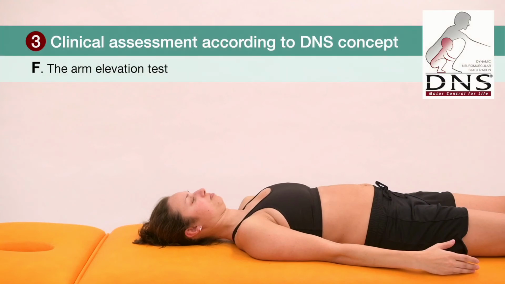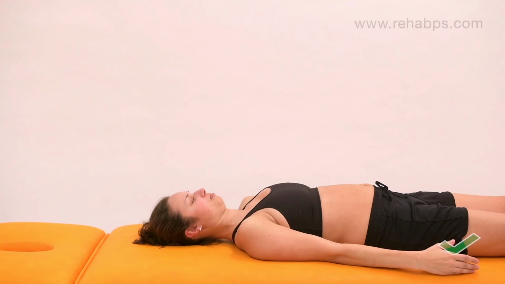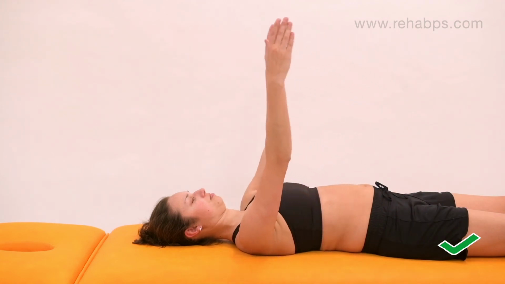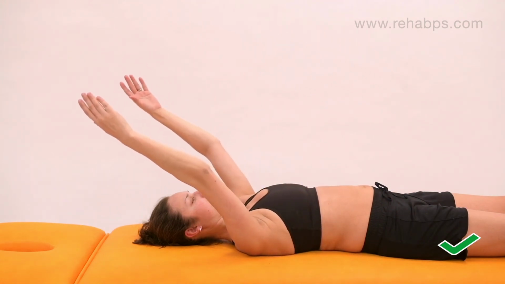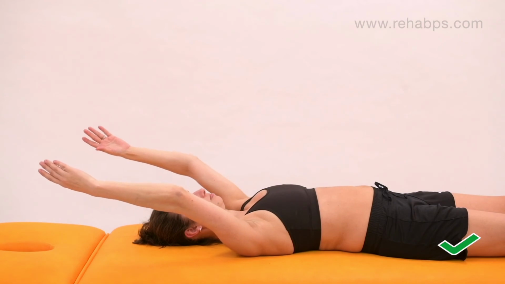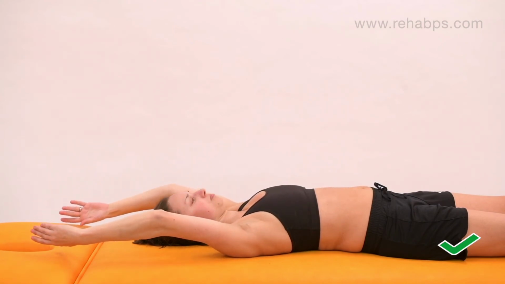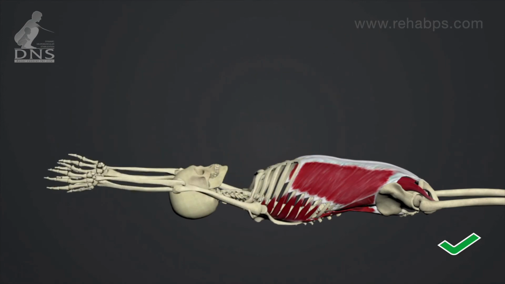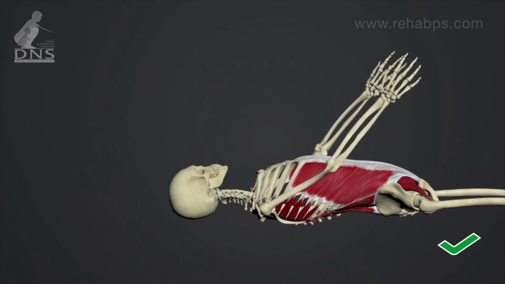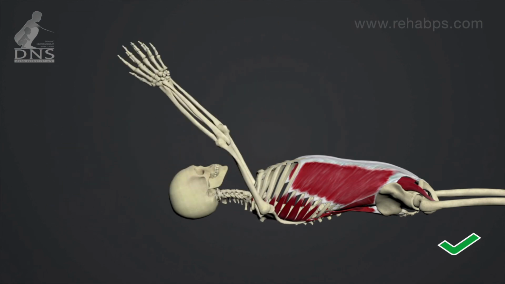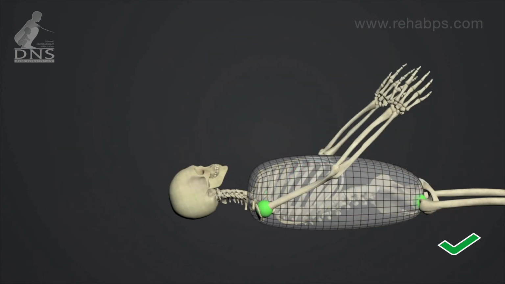Arm elevation test. To perform this test, the patient lies supine with the arms along the trunk. Instruct the patient to slowly raise their arms. During the elevation, the movement occurs in the shoulder joints, while the chest remains in a neutral position, and the lower ribs are fixed by a balanced activity of the abdominal wall.